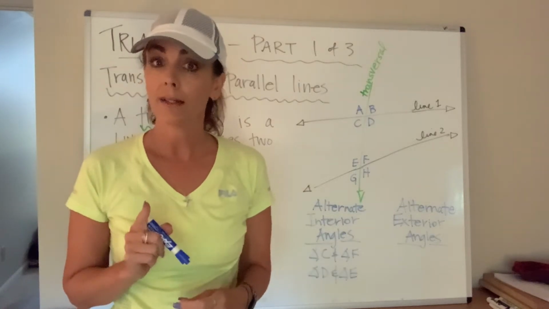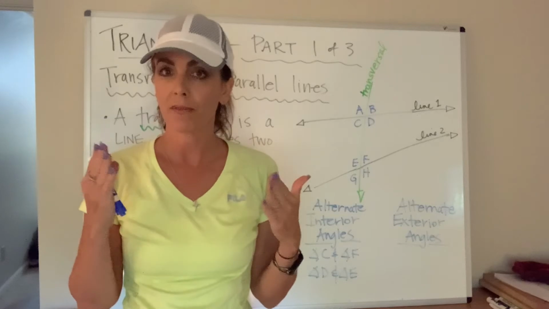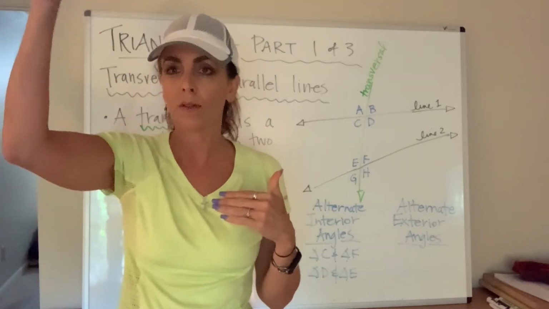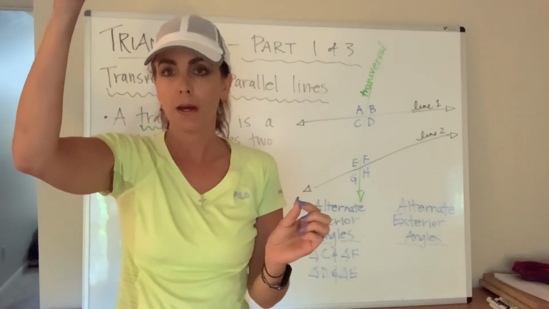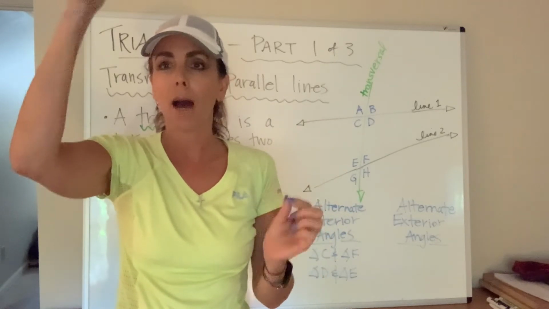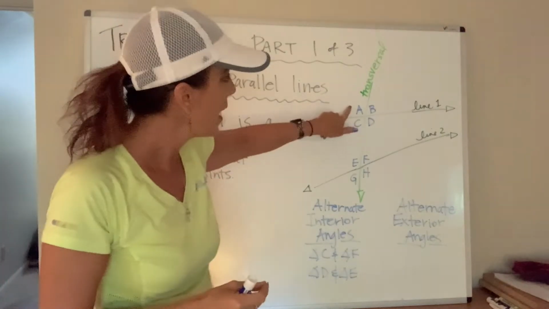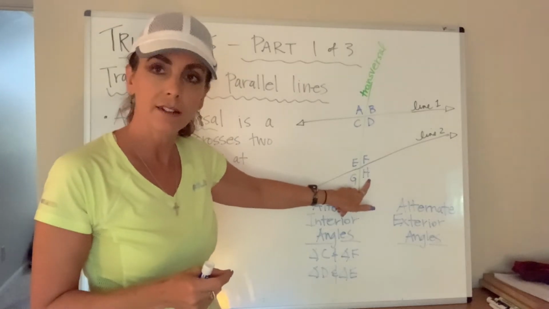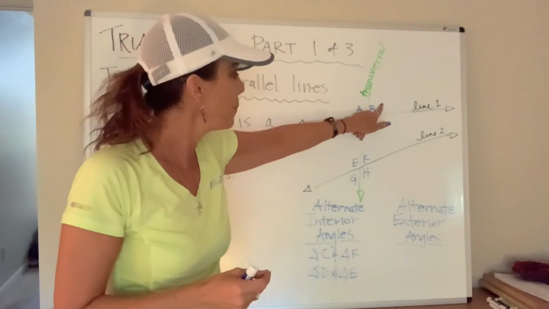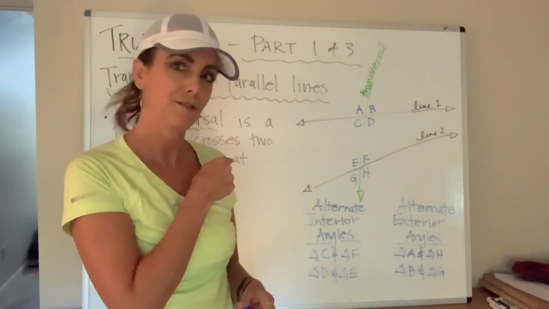Likewise with alternate exterior angles, it's the same thing. Of the exterior angles, one is going to be on the top and one is going to be on the bottom, and they're going to be on opposite sides of the transversal. So we would have angle A and angle H are alternate exterior angles. Angle B and angle G are alternate exterior angles. Make sure you jot those down too.